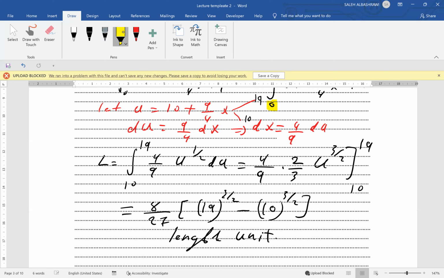So this is the answer for this question, and this is the idea of how to find the arc length. This is just the integration of the square root of 1 plus y prime squared dx. And if the function is written as x equal to g of y, then it is 1 plus g prime of y squared, and we differentiate with respect to y. But since this function was given as a function of x, it is 1 plus y prime squared dx, and integrated.